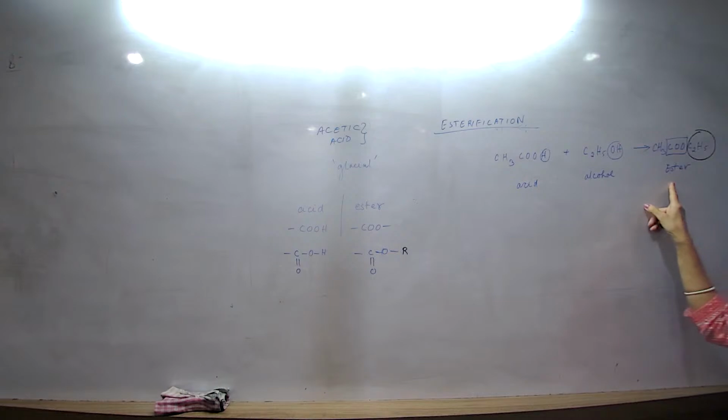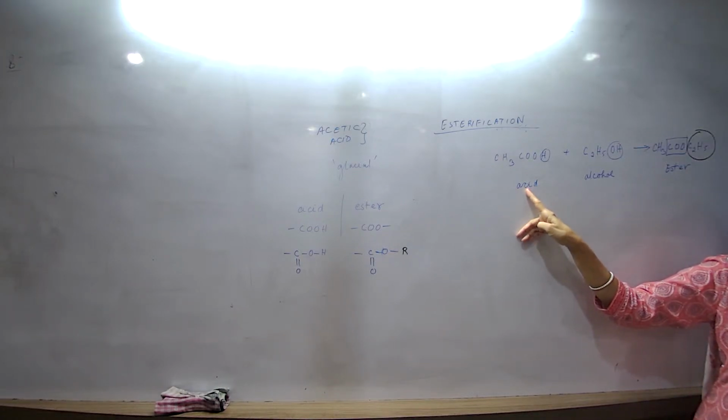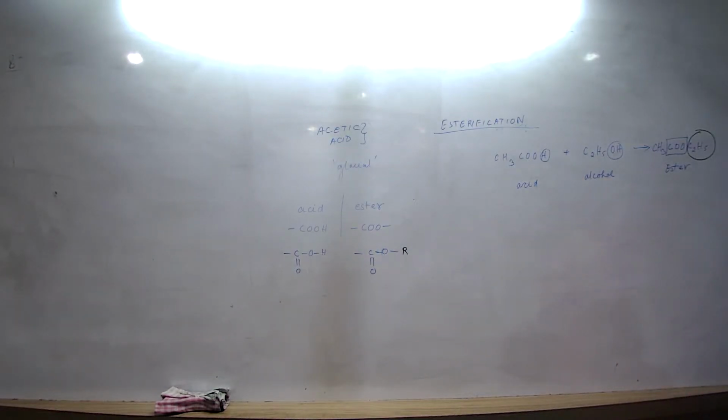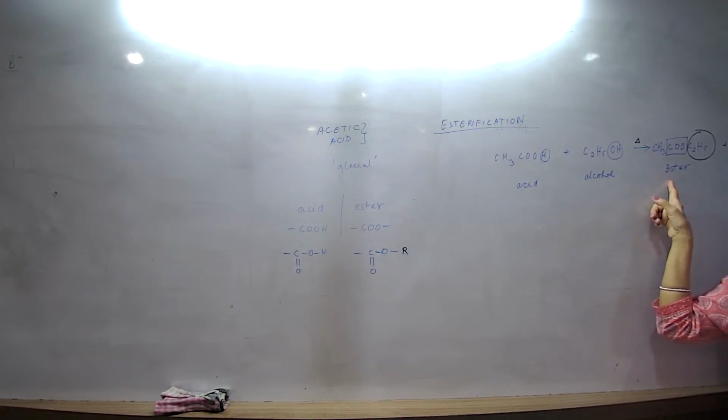So how is an ester formed? What are the two things? You are taking an acid and you are taking an alcohol, and in the experiment we are heating it up. So obviously there is heat involved, in the presence of concentrated sulfuric acid. So this is a dehydration reaction. Dehydration means water has been taken away. Did you understand?